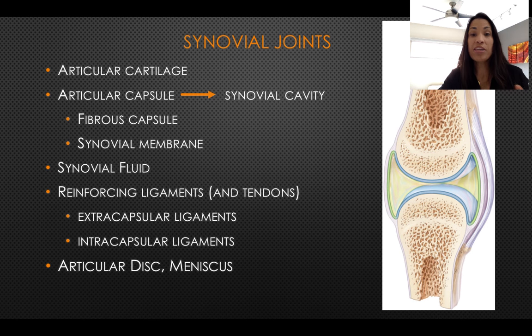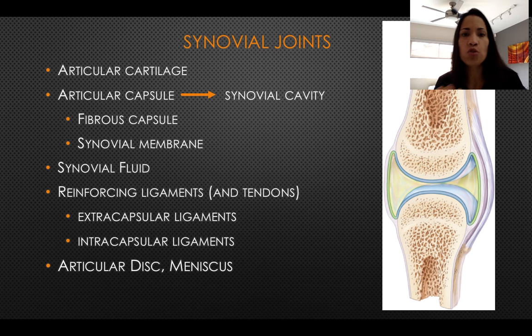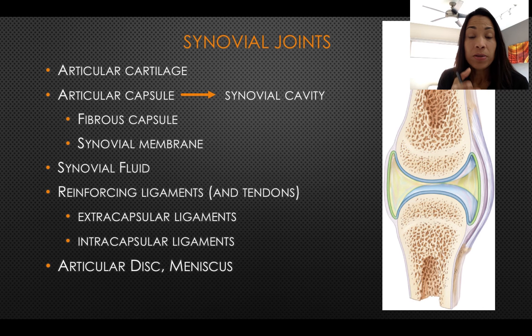Other structures that we can find in some synovial joints, not in all of them, are the meniscus and the articular disc. And these are pieces of cartilage, but this is not hyaline cartilage like the articular cartilage. These pieces are pads of fibrocartilage. And again, what it does is resist compression.